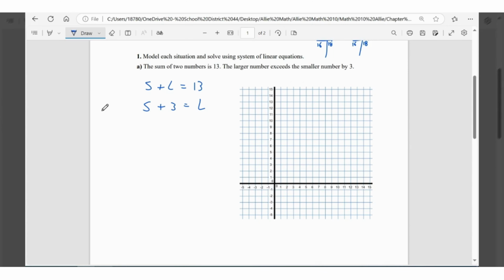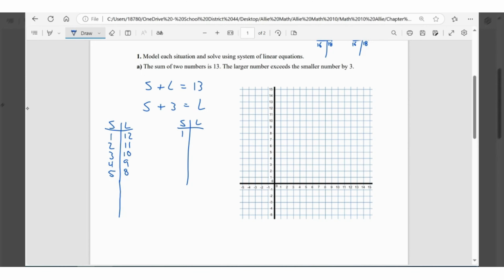I'm going to actually make a table of values for this one. Let's do S and L. I'll do the table of values, and then I'll also graph it. So our smaller plus our larger needs to equal 13. So 1 plus 12, 2 plus 11, 3 plus 10, 4 plus 9, 5 plus 8. Let's see if this gets us a solution yet.